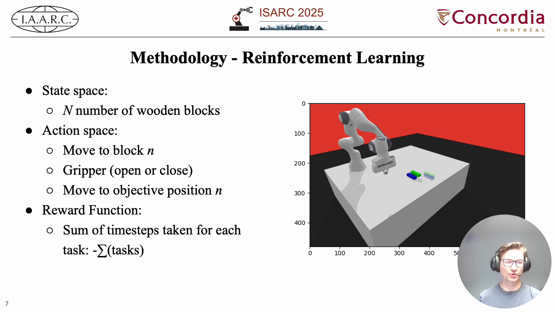And so in order to have these objects moved in the shortest possible time, the reward function is simply defined as the negative sum of the time steps taken for each task. So a longer number of time steps will indicate that the object is not being moved in the most efficient way possible.